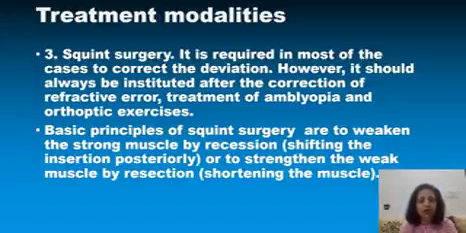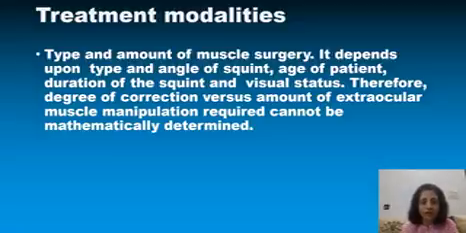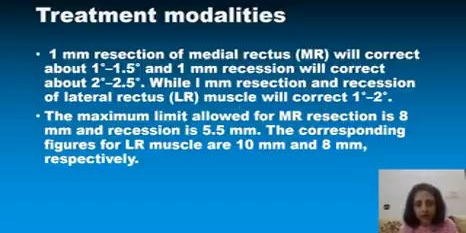The basic principles of squint surgery are to weaken the strong muscle by recession, that is shifting the insertion of the muscle posteriorly, and to strengthen the weak muscle by resection, that is shortening of the muscle. The type and amount of muscle surgery will depend upon the type and angle of squint, the age of the patient, the duration of squint, and visual status. Therefore, the degree of correction versus the amount of extraocular muscle manipulation cannot be mathematically determined.